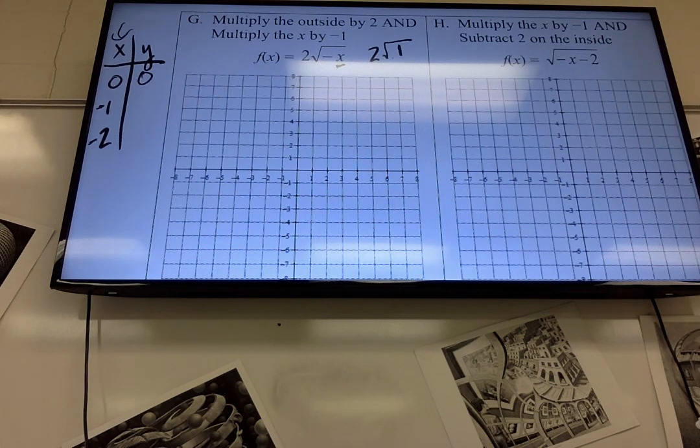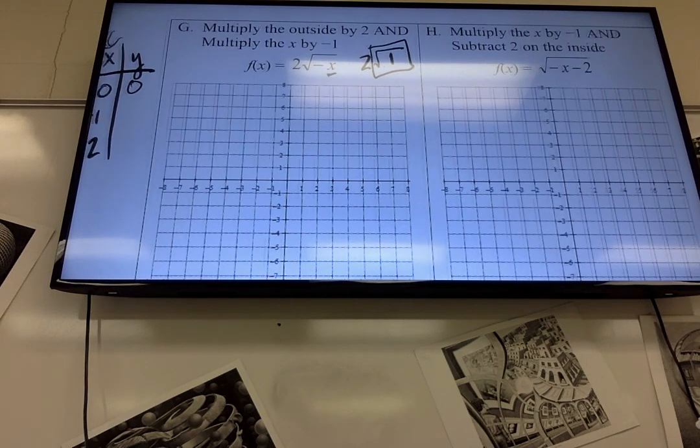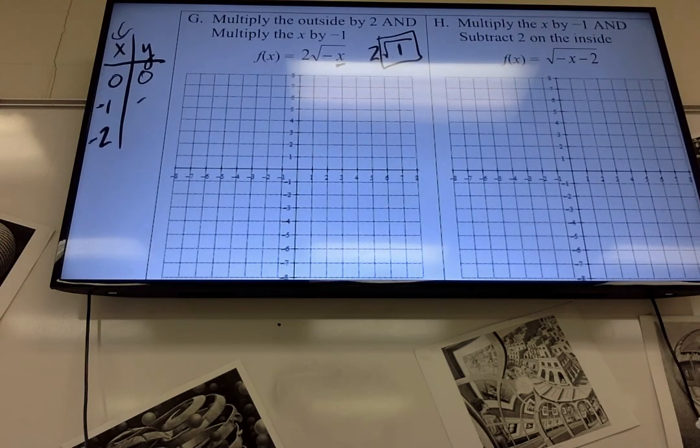So Shelby, what would that be? I have no idea. That's okay. Look at this. What's the square root of 1? Oh, okay. Well, let me start back there. Square root just means what number can you multiply by itself to get that? So what number times itself gives you 1? 1. So square root of 1 is 1. And then times 2? 2. So it's just 2. Good.